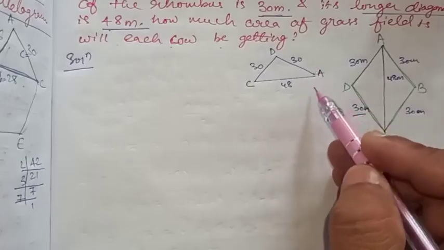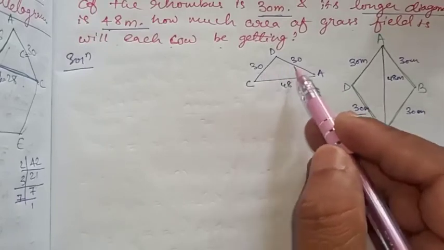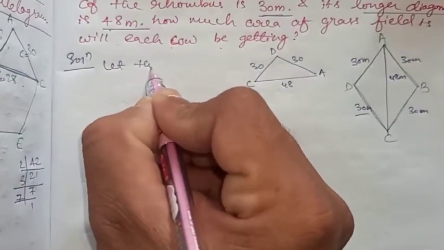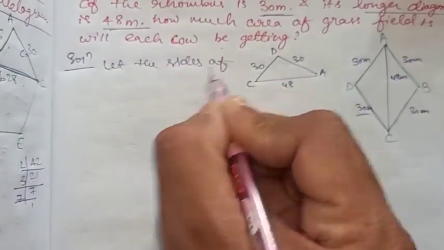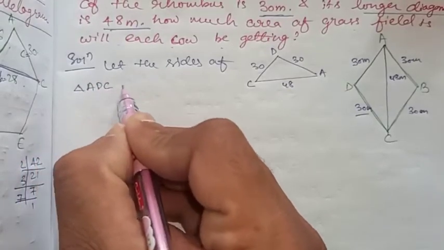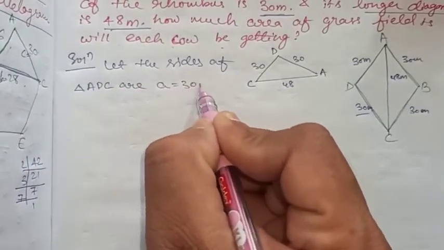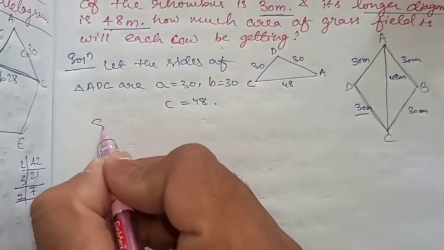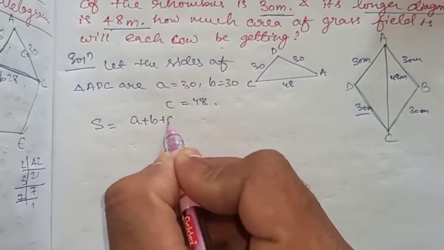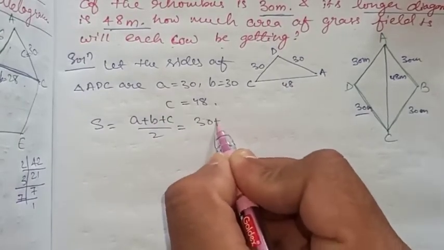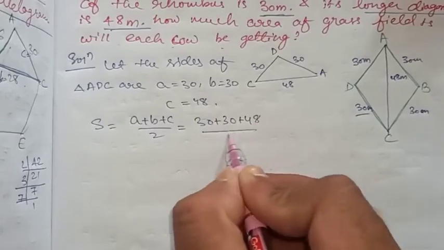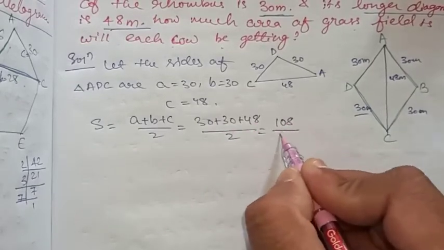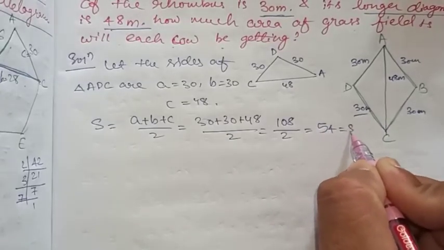Okay, so I have just drawn a rough diagram here. In ADC, the two sides are 30 and the longer side is 48. Let the sides of triangle ADC be a equals 30, b equals 30 and c equals 48. First of all we will find out s equals (a plus b plus c) by 2, that is (30 plus 30 plus 48) by 2. So 30 plus 30 is 60, 60 plus 48 is 108, by 2 it will be 54. This is the value of s.